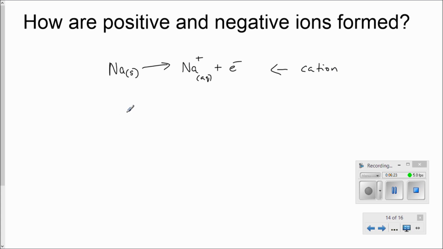Similar thing happens with a negative ion when it forms. Chlorine, for example. What will happen is it will actually gain electrons, okay? And we actually have to put chlorine as 2 because it's something called a diatomic ion. We'll get to it later. But what ends up happening is if you add some electrons to it, you will get negative ions, which are called anions.